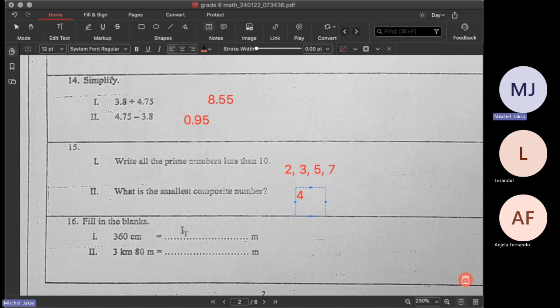Next question. Fill in the blanks. 360 centimeters in meters. What is your answer? How many centimeters are there for a meter? We have 100, right? So 360 centimeters means how many meters? Miss, 3.6 meters. Well done, Pute. Next one, 3 kilometers and 80 meters.